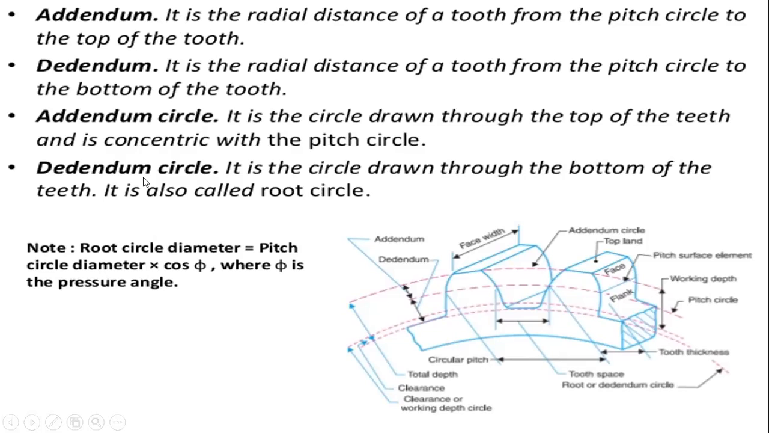And next one is the dedendum circle. It is the circle drawn through the bottom of the teeth. It is also called the root circle. So this is the root space, that is the root or dedendum circle.